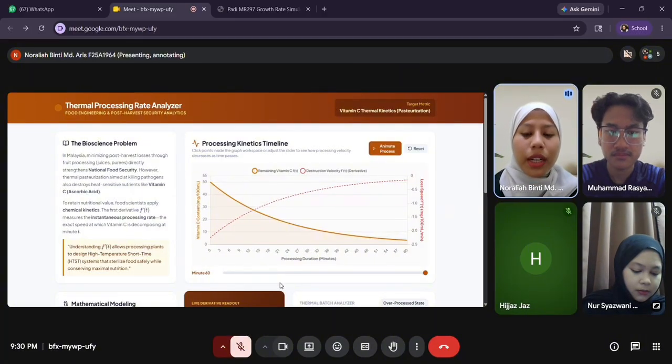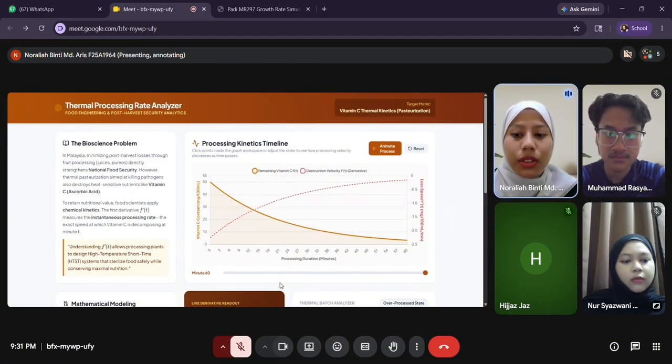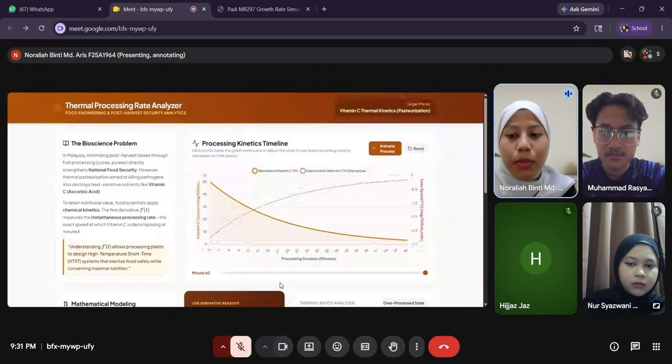As detailed on my website, the bioscience problem I chose focuses on food processing, especially creating local juice and puree, while post-harvest processing directly strengthens our national food security by cutting down on waste. It introduces a major obstacle, thermal pasteurization, to kill harmful bacteria and pathogens. To make the juice safe to drink, we must apply heat.